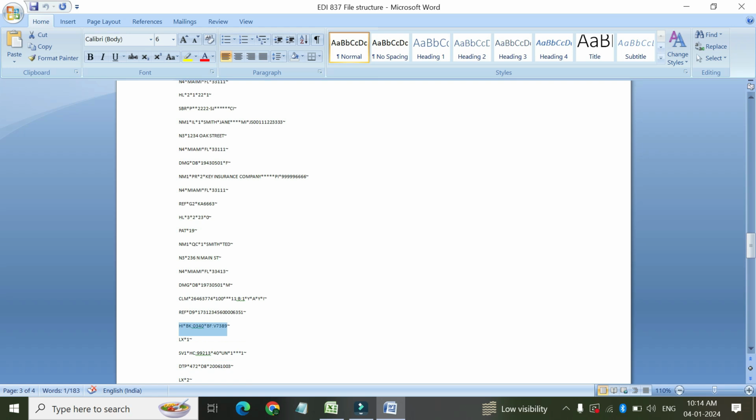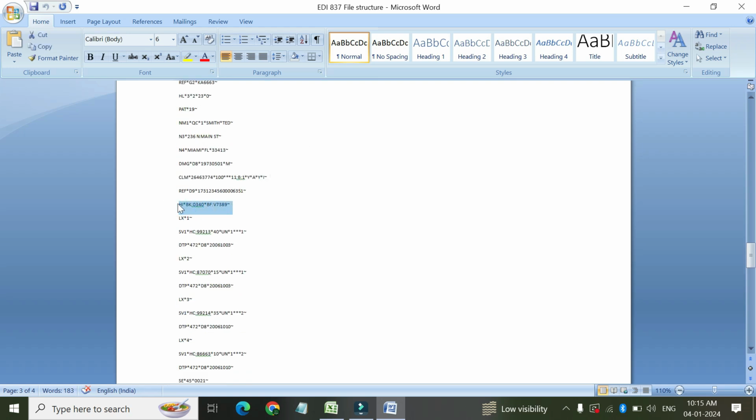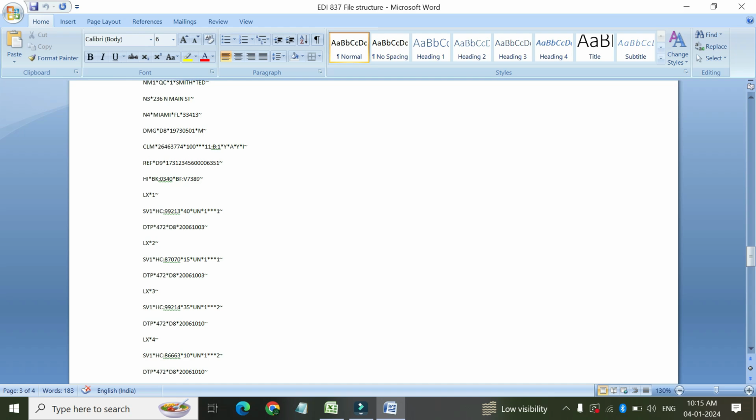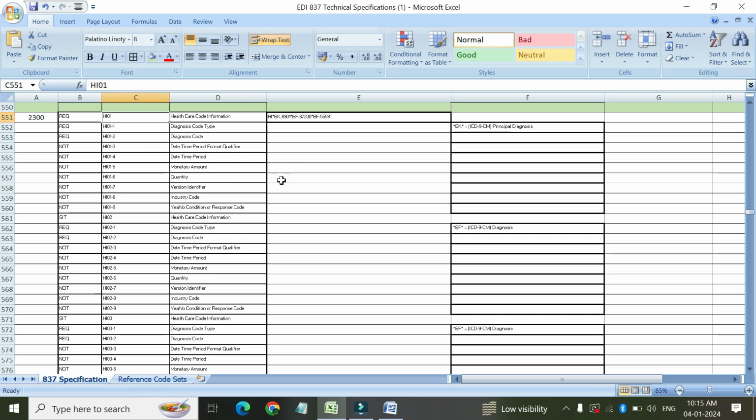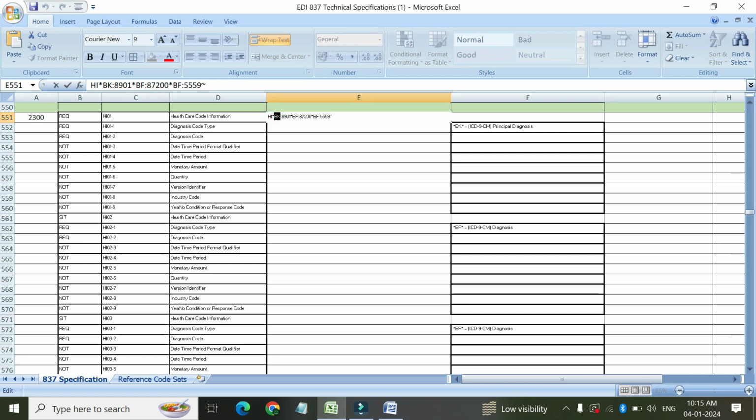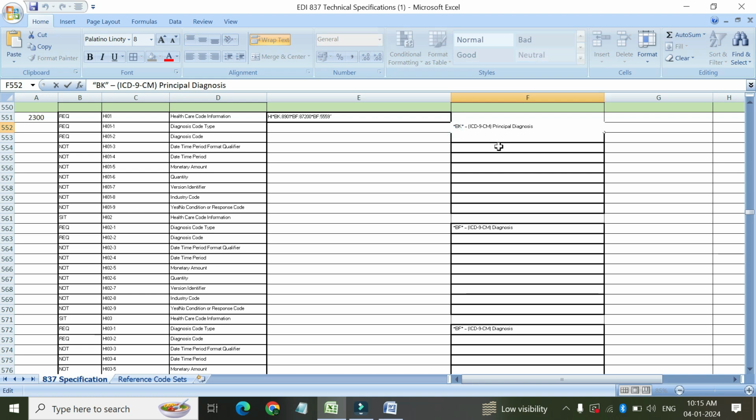So this is an actual EDI file, and if you see the HI segment, all the elements in the HI segment are composite elements. So if you see, it is BK colon 0340, BF colon V7389. So what does BK mean? BK is a qualifier, or basically you can say the diagnosis code type, which is the first sub-element of the first element of the HI segment. And BK means this is the principal diagnosis.